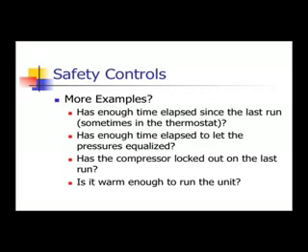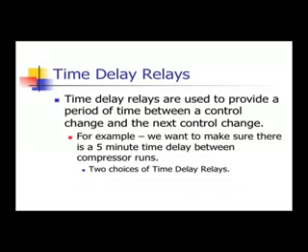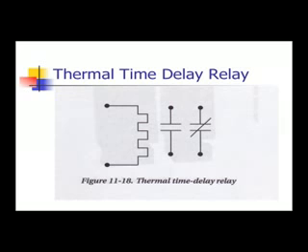Once a call for cool has occurred, the next step is to control the condenser. Before turning on the compressor, the system has to make sure it's protected. Like low pressure, high pressure. Did all the refrigerant work out, or is the system still safe under the pressure limits? Has enough time elapsed since the last run? Has enough time elapsed to let the system pressures equalize? Has the compressor locked out on the last run? Is it warm enough to run the unit? These are all safety controls.